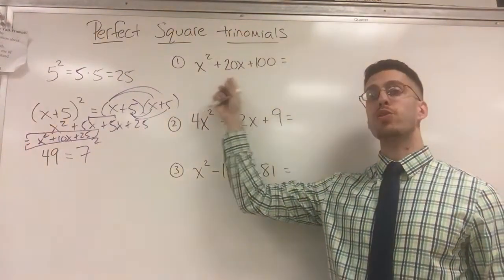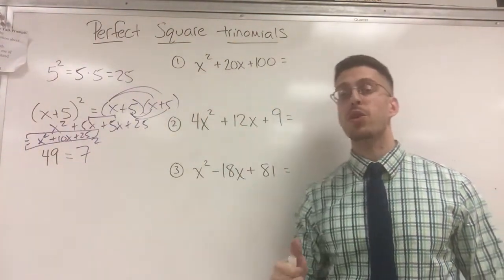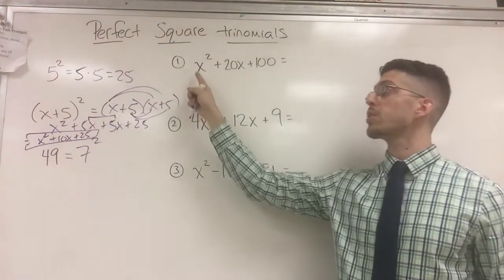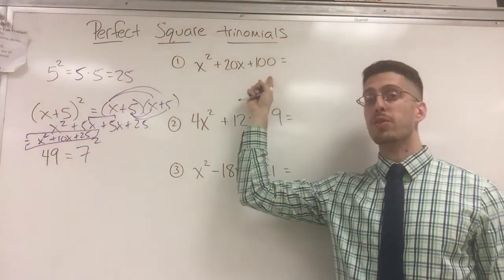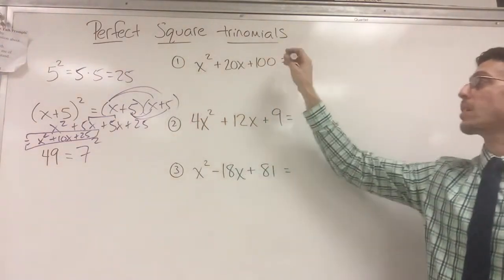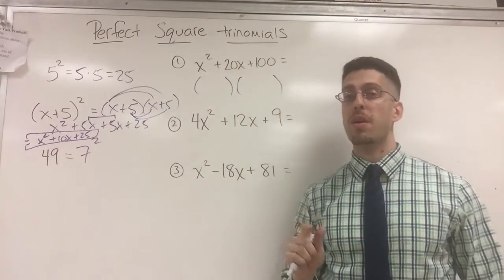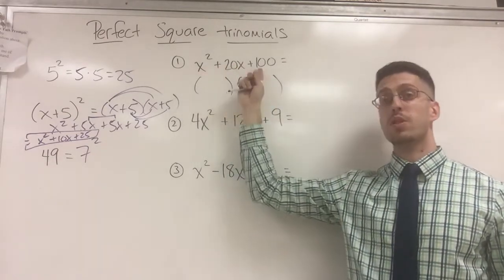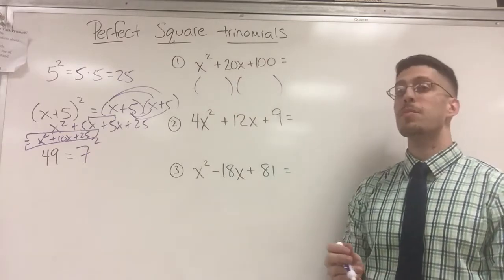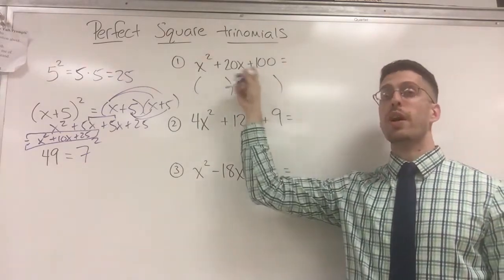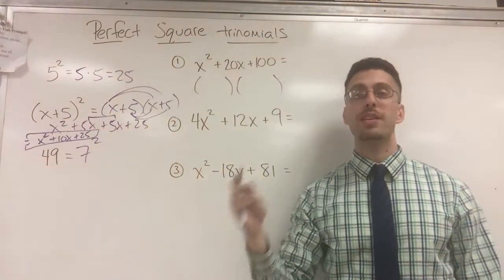Is this a perfect square trinomial? Well, 1, 2, 3, it's definitely a trinomial. Here's a clue: you look at the first term and the last term, they're both perfect squares. I'm going to use my sum product method to factor this because there's no GCF. So what times what gives me 100 and also adds to 20? That should be obvious, 10 and 10.